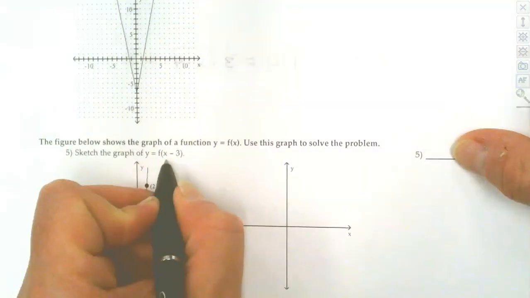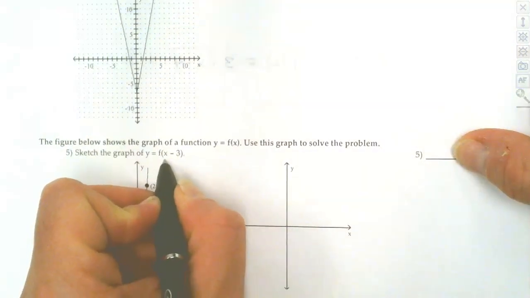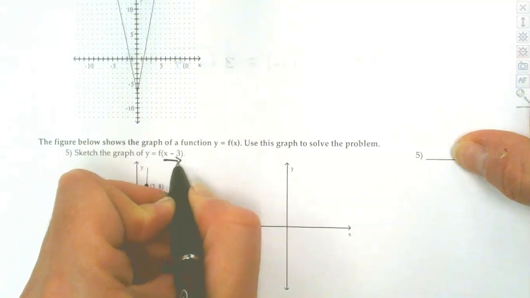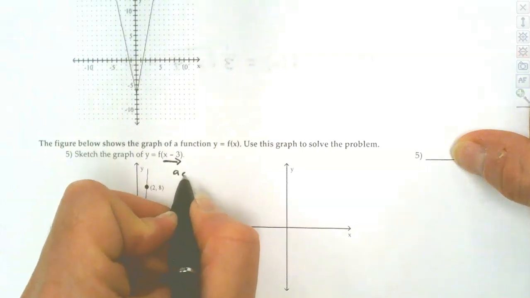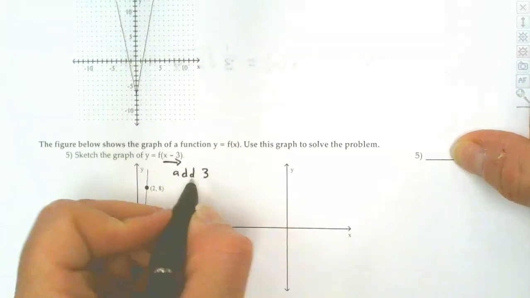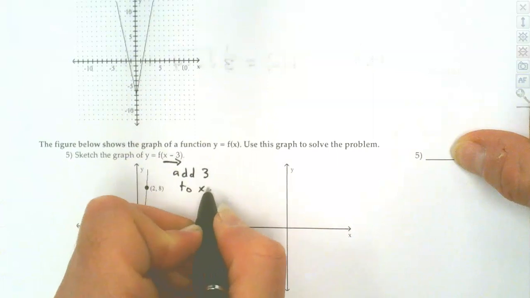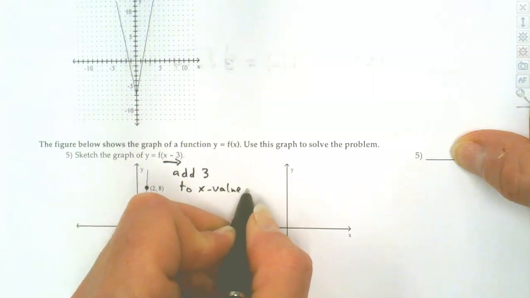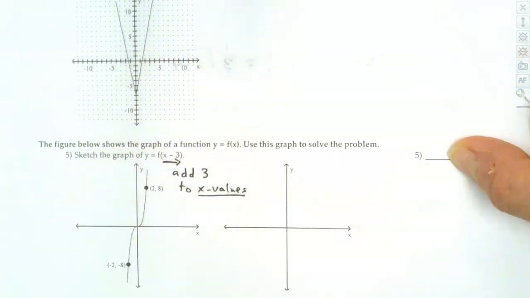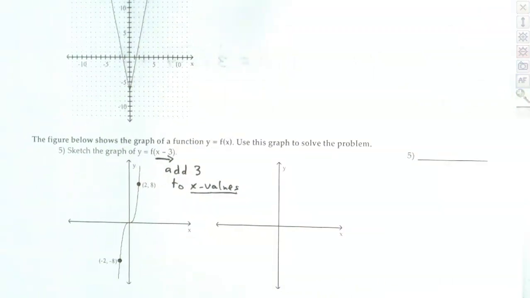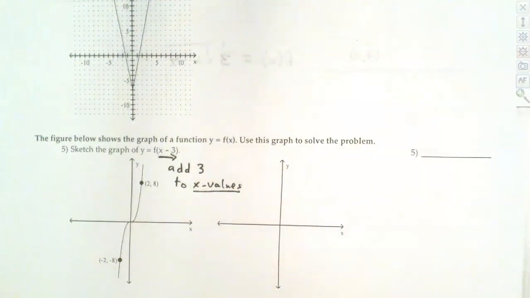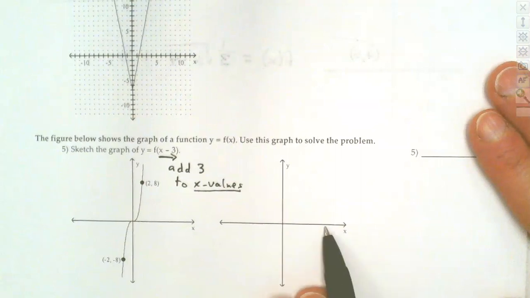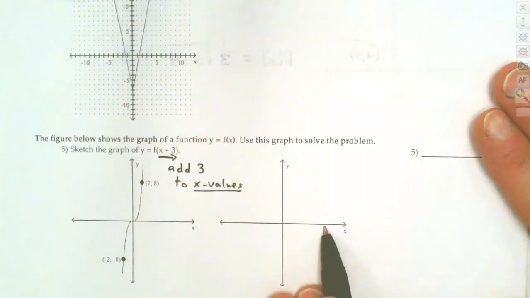What about that minus 3? Minus 3 is inside, so it moves it to the right 3. So you're going to have to add 3 to the x values. There's nothing on the y values. We're not going to change those at all because there's no number on the end, so it stays the same. Then you'll redraw it, and that's just going to shift this graph over 3 units, is all it's going to do.